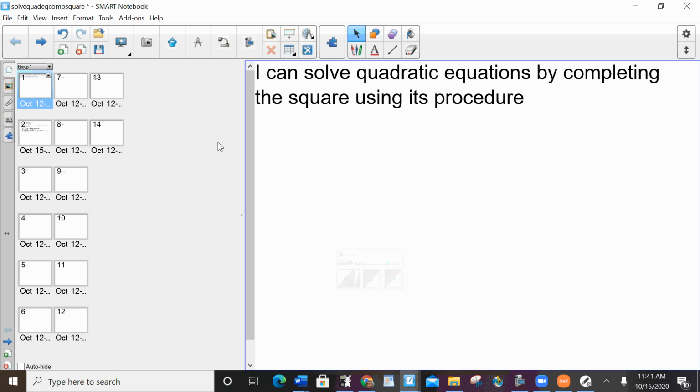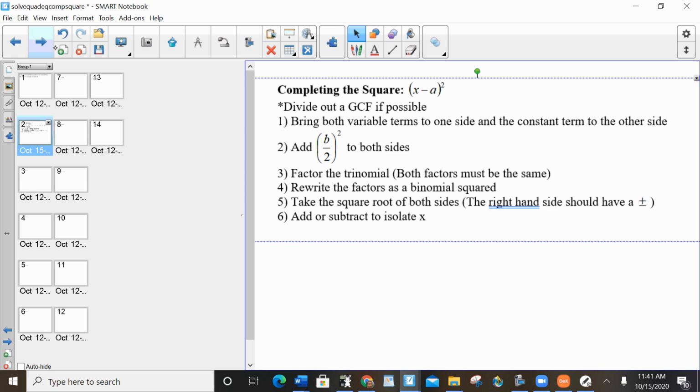Hi. So, yesterday we solved quadratic equations by using the quadratic formula. Today we're going to use a different method. We're going to solve quadratic equations by completing the square using its procedure, which we're going to talk about. So, here is the procedure.